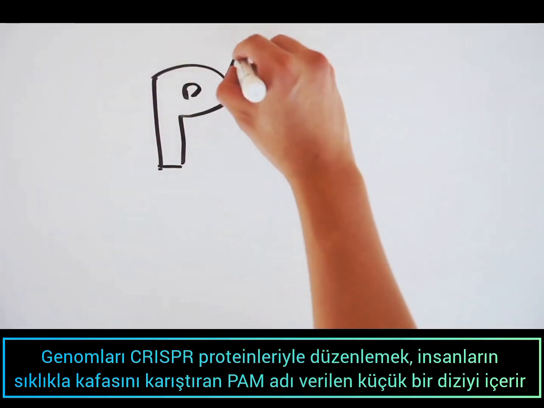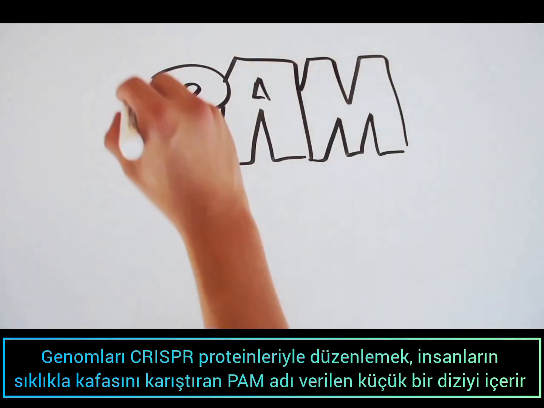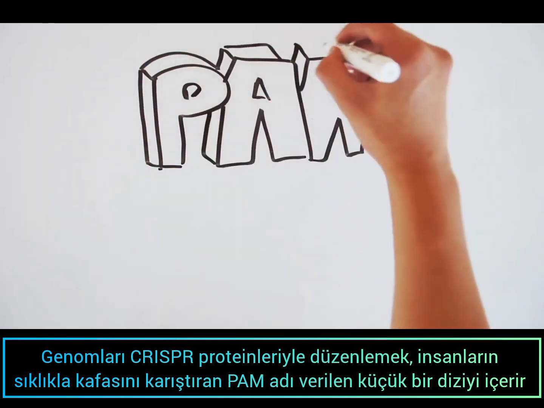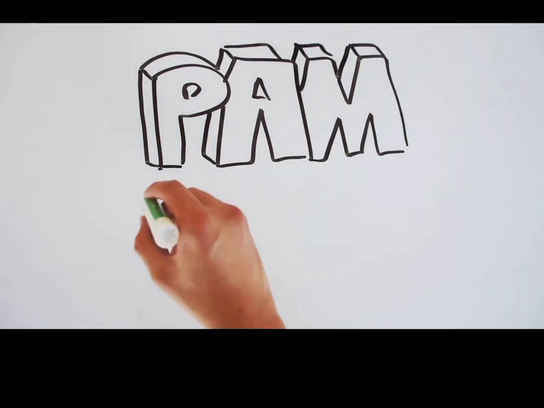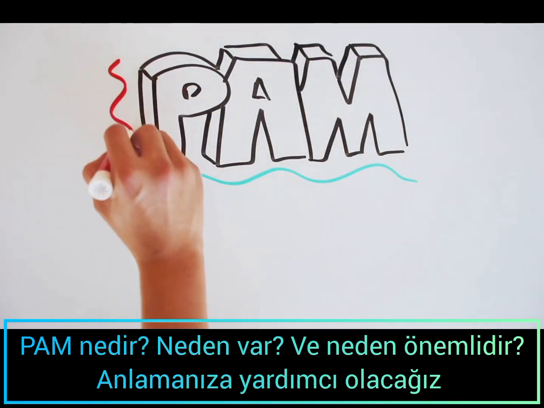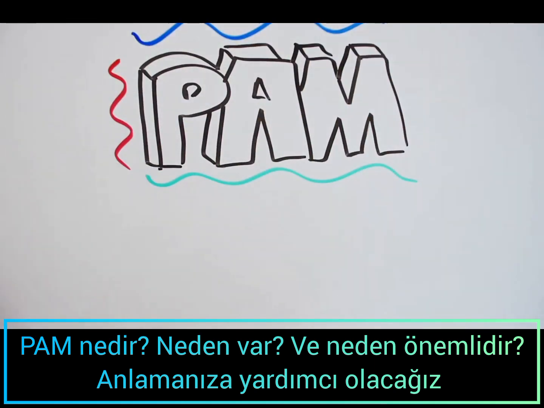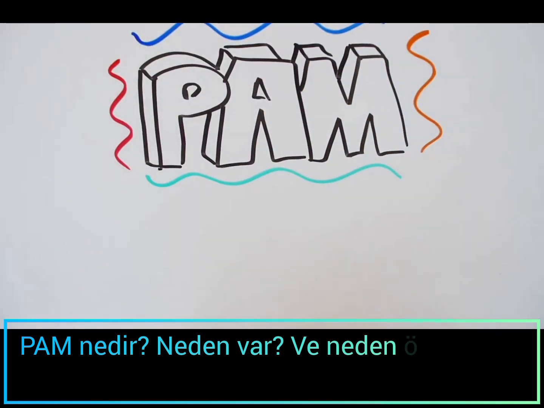Editing genomes with CRISPR proteins involves something that often confuses people, a little sequence called the PAM. What is a PAM? Why does it exist? And why does it matter? We're going to help you understand.